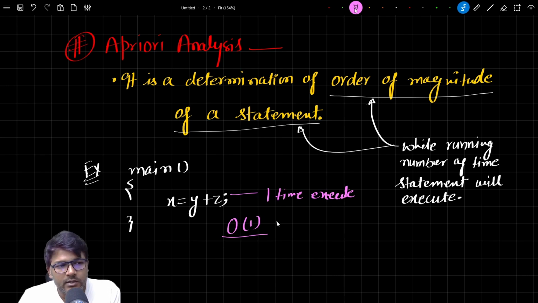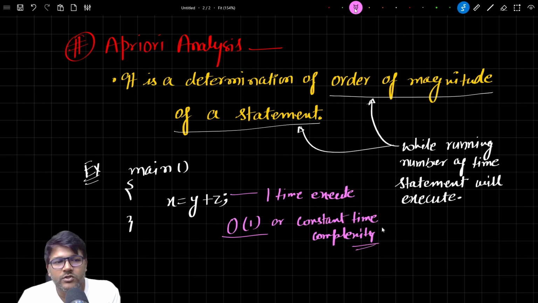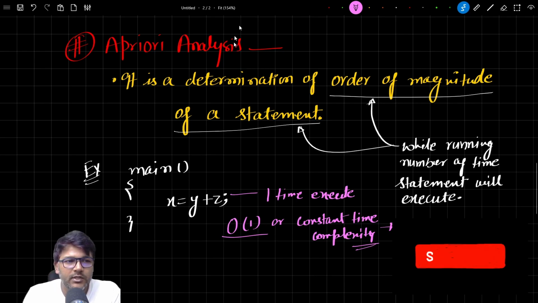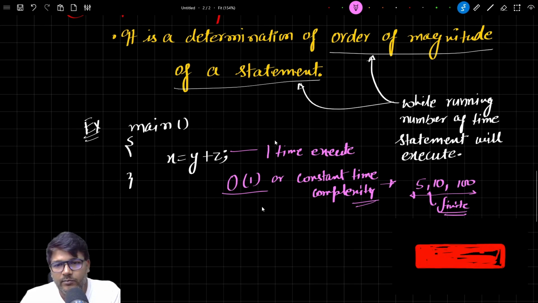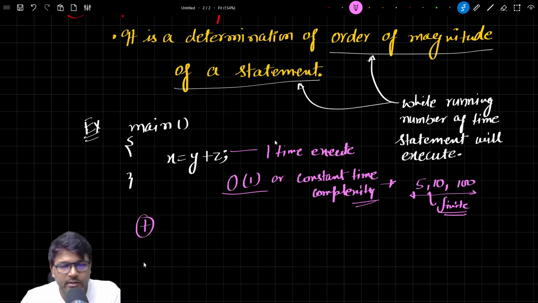Right. This 1 is also called constant time complexity. Constant time complexity means what? See, if you are going to execute your solution and that solution is going to execute maybe 5 times, maybe 10 times, maybe 100 times. If that statement is going to execute a constant number of times, then you can say it is going to execute order of 1 time, or you can say constant time complexity. So simplest one. Now in the coming session we'll see time complexity related to plus operator, minus operator.